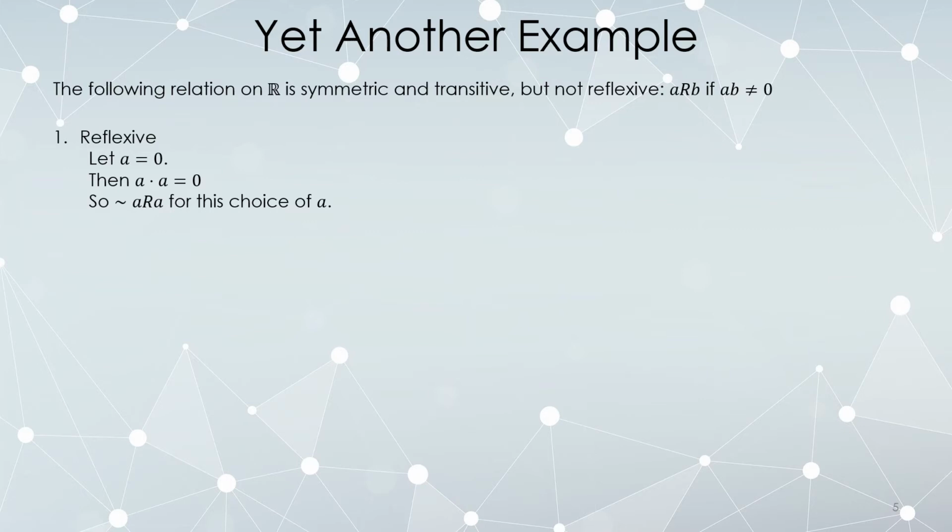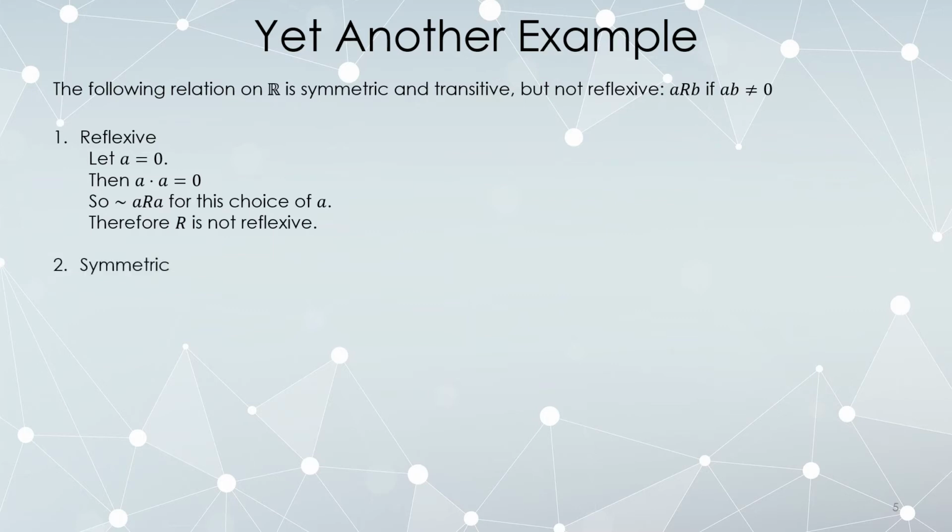Now this happens to be the only choice of number that is not related to itself by this relation, but that's fine, okay? To be reflexive, everything must be related to itself. Anything else I picked, if I did A times A, I wouldn't get out 0. But there is one particular number for which this fails, so this is not a reflexive relation.